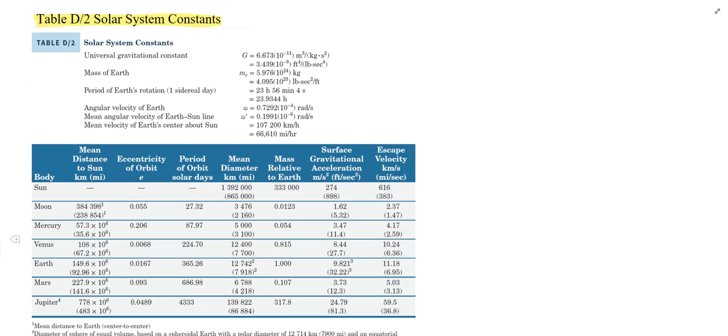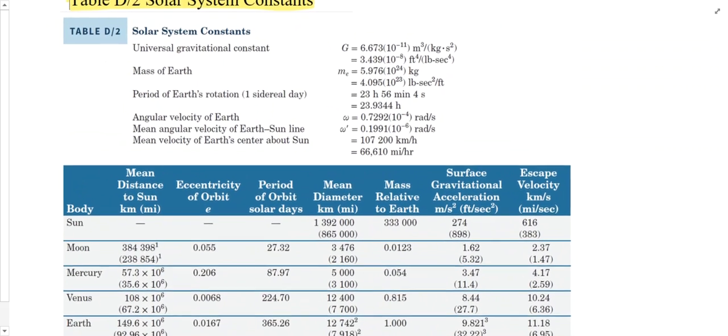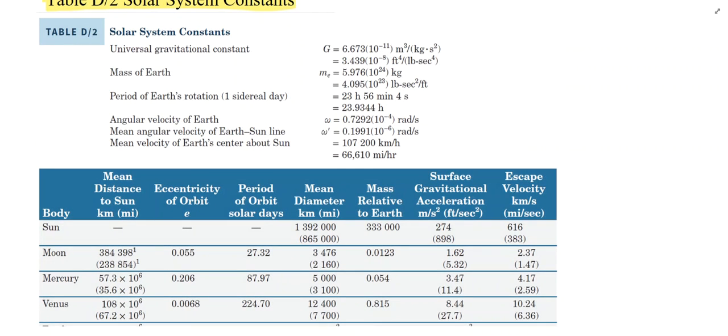Table D2 lists a lot of solar system constants, and so a couple of the things to point out in here. We have the gravitational constant. We mentioned that when we dealt with our law of gravitation video. We also have the mass of the Earth in both kilograms and slugs. Note that they don't write slugs. Slug is not a base unit. Period of the Earth, angular velocity, some of those things. Not a lot of stuff here that you're going to be utilizing in this course necessarily.